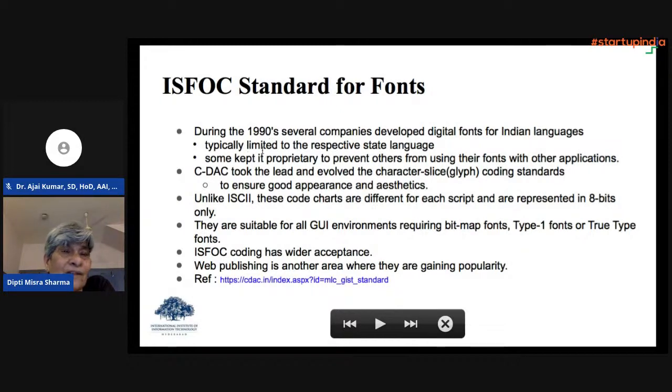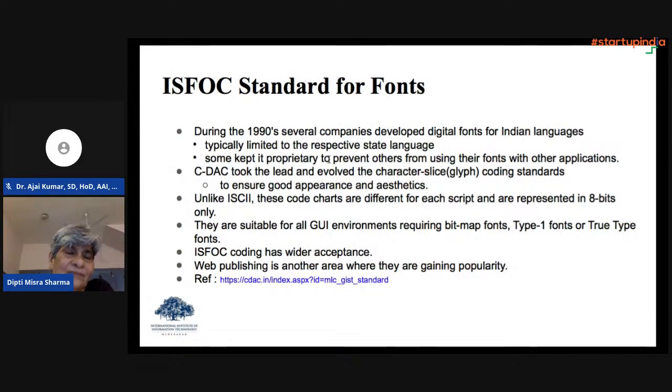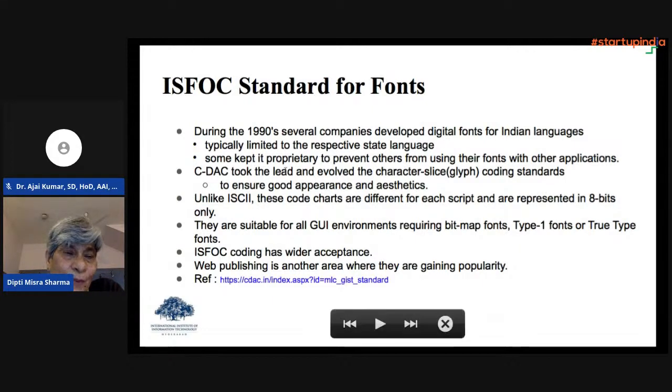A lot of people in several languages developed fonts, but they were for the respective state languages, and proprietary ones were there, which prevented people from using them, and it was very difficult to take something from one place and use it elsewhere. Then CDAC again took the lead and evolved the character, slice, glyph coding standards to ensure good appearance and aesthetics.